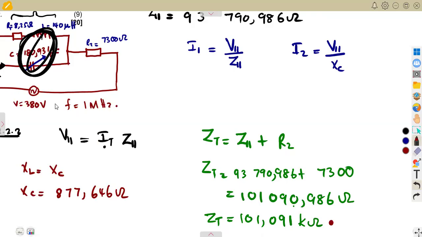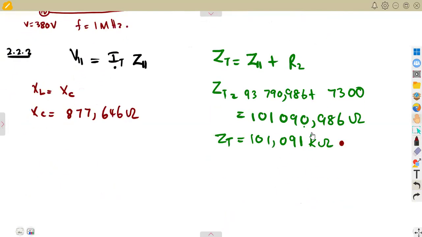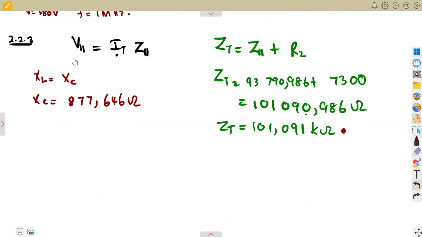Remember, impedance just works as the resistance. So that means we can obtain the total current. Having the total current, we can have the voltage of the parallel combination. The total current is taken from the total voltage over the total impedance of our circuit.